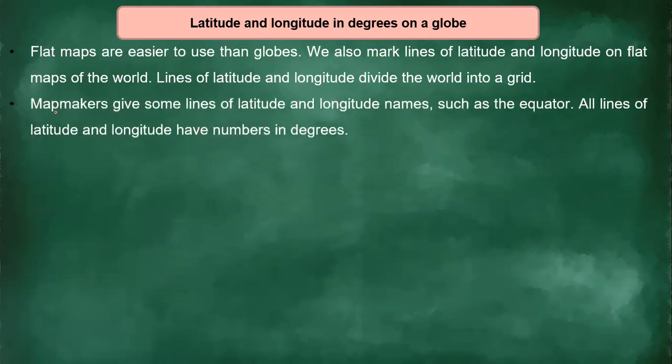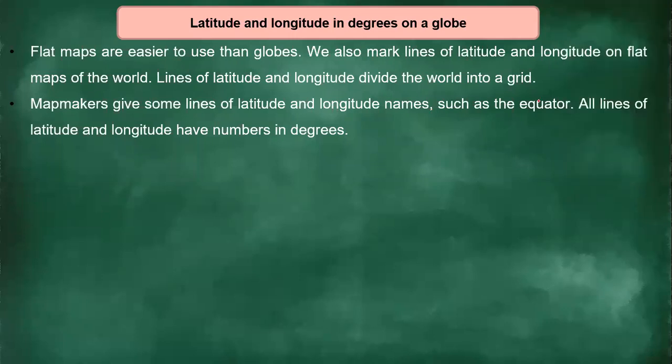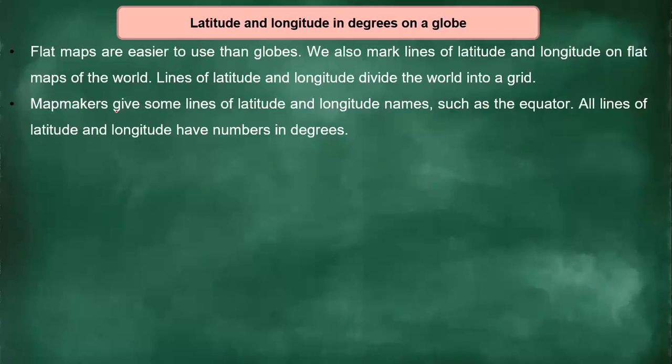All right, so mapmakers give some lines of latitude and longitude names, such as the equator.